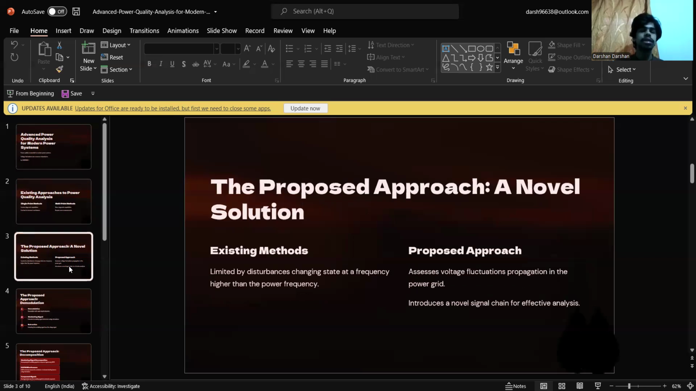Let's move further. The proposed approach, a novel solution. What is the novel solution? Existing methods are limited by disturbances changing state at a frequency higher than the power frequency. Here we can see excess voltage fluctuations propagating in the power grid. The proposed approach introduces a novel signal chain for effective analysis.